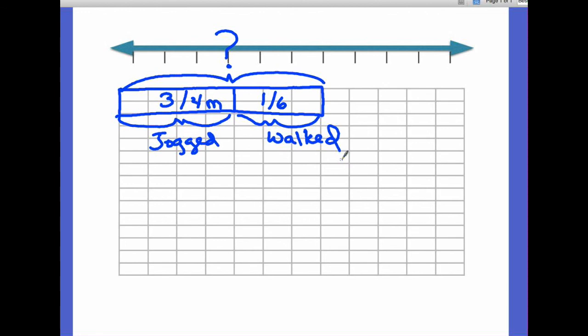So 3/4 and 1/6. How do I solve that problem? What operation do I need to use? Draw boxes, but what's my operation? Add, subtract, multiply, divide. What? Add them. 3/4 plus 1/6.